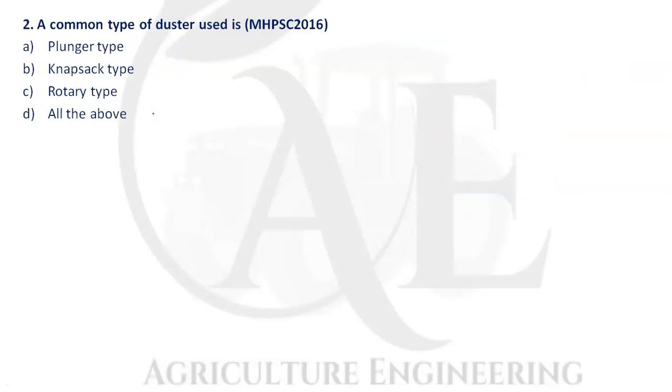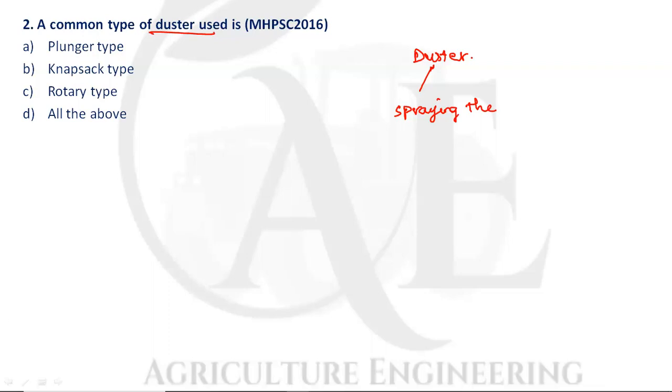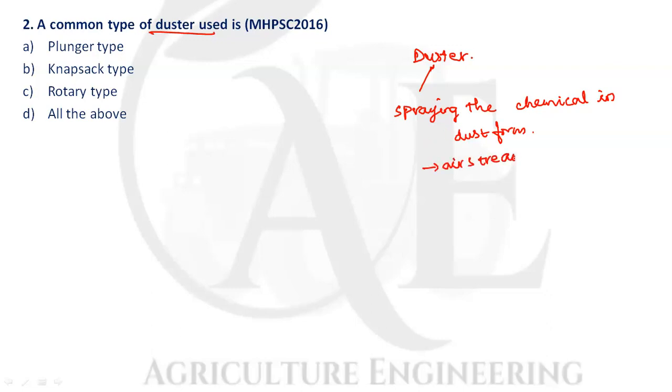Next question. A common type of duster, actually what is a duster? It is used for spraying chemicals in dust form. Another thing about the duster is that it uses air streams to carry the pesticides in finely divided dry form.